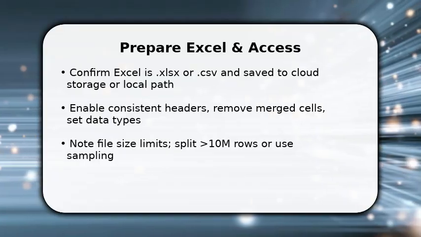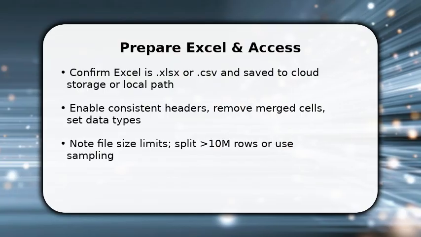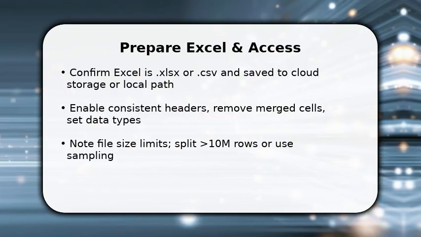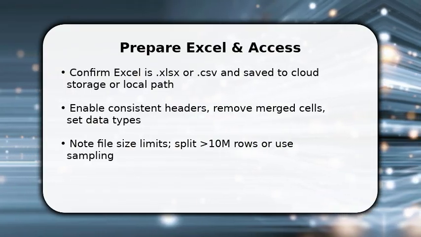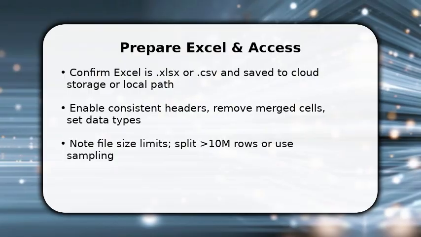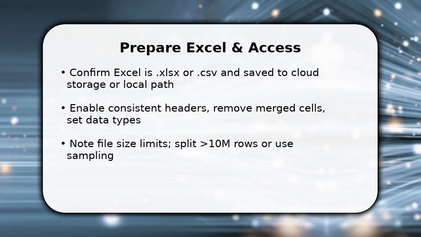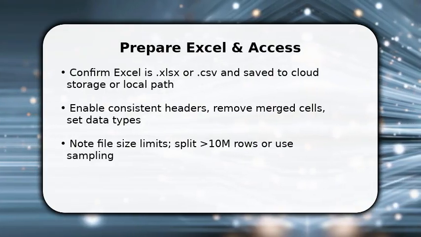You start by ensuring your Excel file is ready. Save as XLSX or CSV and place it where Looker Studio can access it. Once done, standardize headers and remove merged cells so fields map cleanly. Make sure columns contain consistent data types, dates, numbers, text, and trim extra sheets.